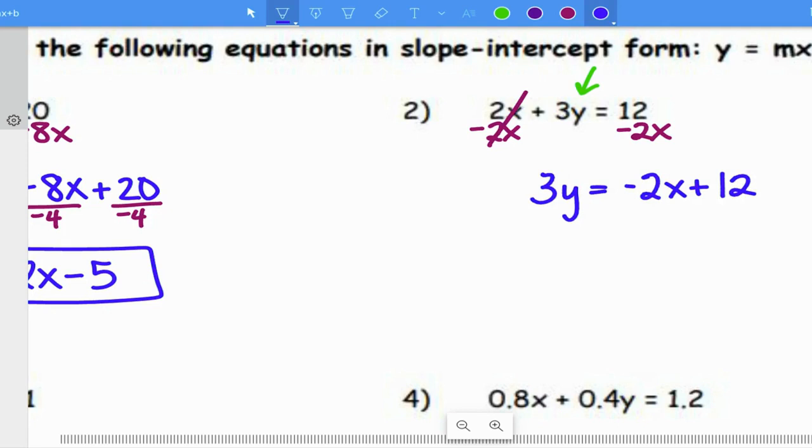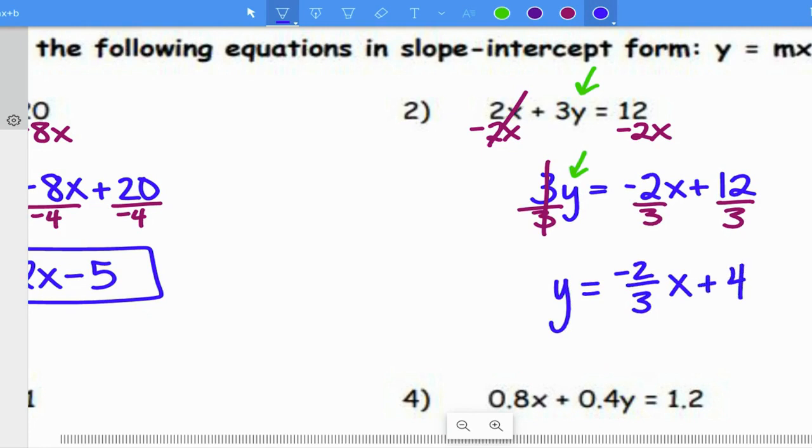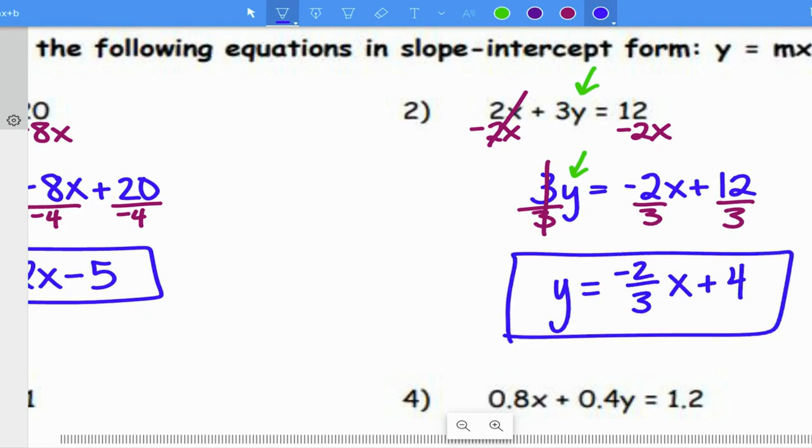And then I want y alone. Right now it's multiplied by 3. I'm going to do the inverse, which is divide by 3 to get 1y. Divide everybody by 3. And my new equation is y equals, keep this fraction. Don't turn it into a decimal. Just leave it at negative 2/3 x plus 4. That is a helpful fraction because that's your slope. Rise over run.